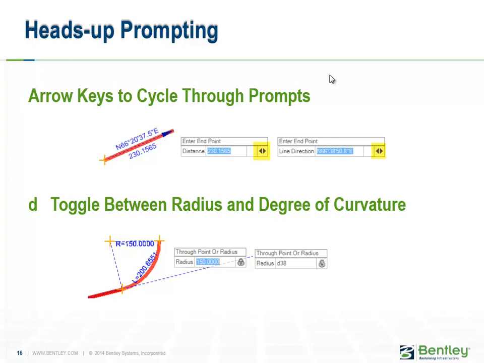By default, the arc tools prompt for the radius of an arc. However, the arc can also be defined using degree of curvature. To enter a degree of curvature, you just put the letter D in the radius field as a prefix. This toggles between degree of curvature mode and radius mode.